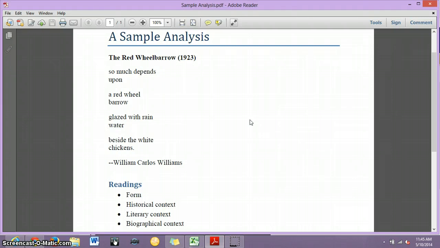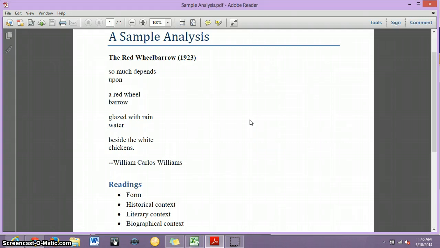Remember, these four lenses that I'm providing here are just the tip of the iceberg. You could do a psychoanalysis of the poem. There's so many different things you could do with it. But these four, I think, are just quite simple and easy to work with. So lastly, the biographical context.